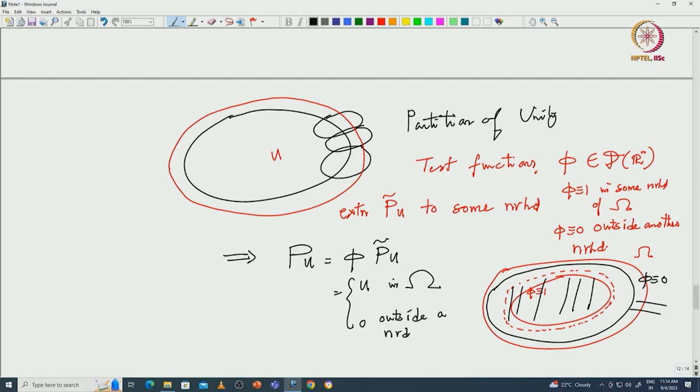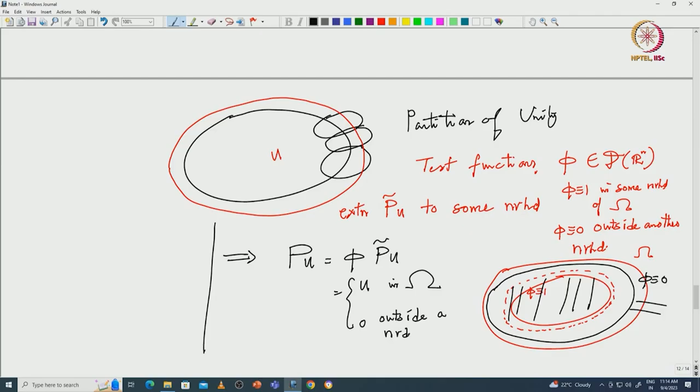So one of the important questions you might ask: if you have a C1 domain, you can do this. If you want higher regularity, you can't do that. That's the definition of C1. You can get such neighborhoods.